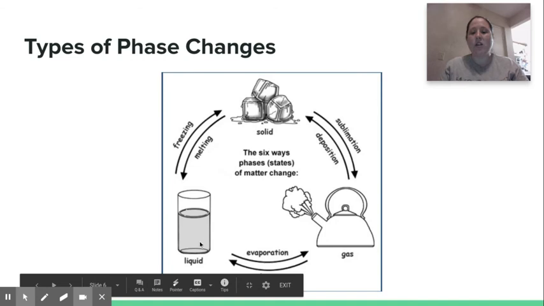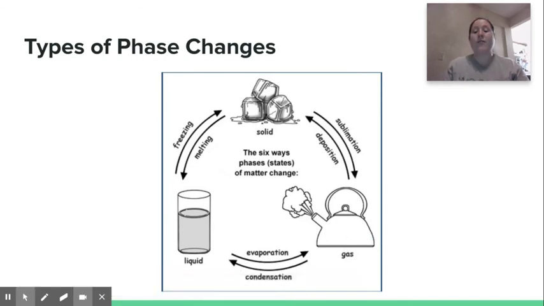From a liquid to a gas, that is evaporation. And then from a gas to a liquid is condensation. Now, evaporation happens on its own. You don't need any heat to cause evaporation to happen. So we generally use the term vaporization. So when a liquid goes to a gas, it's becoming a vapor. It's being pushed out into the air, and we call that vaporization.